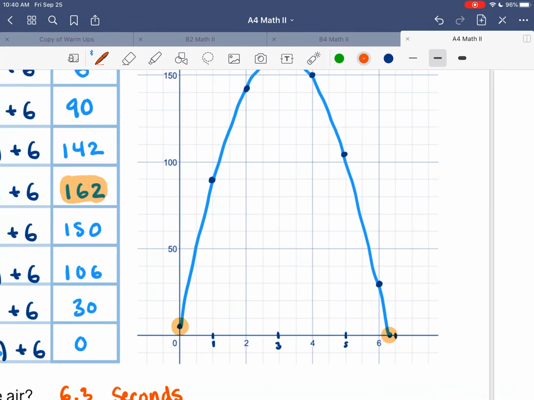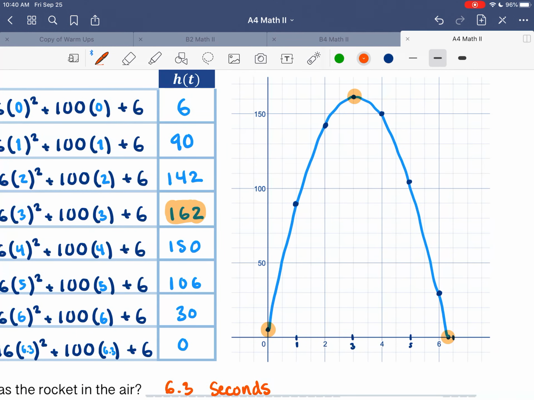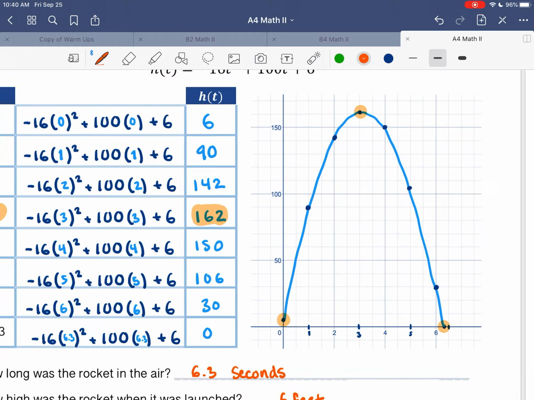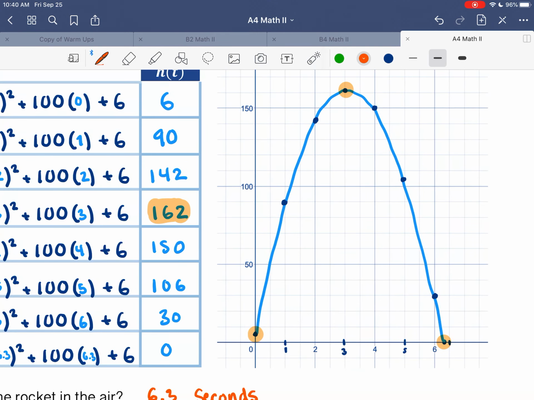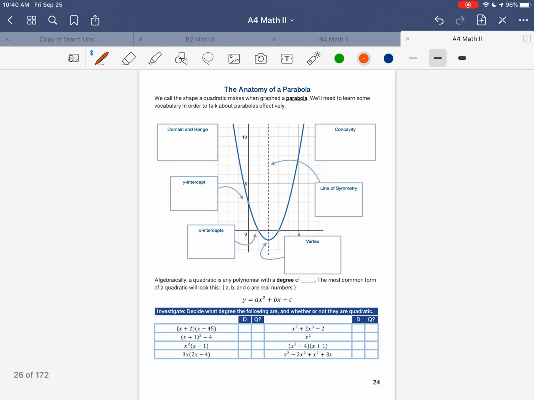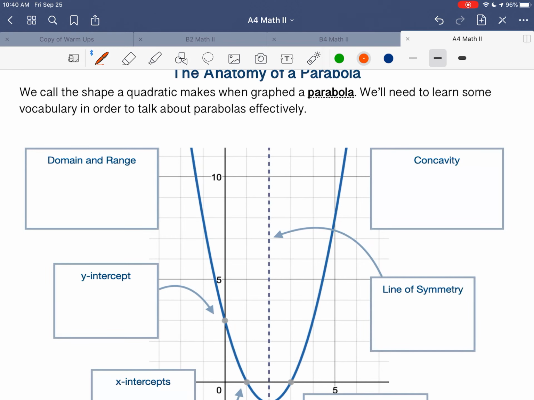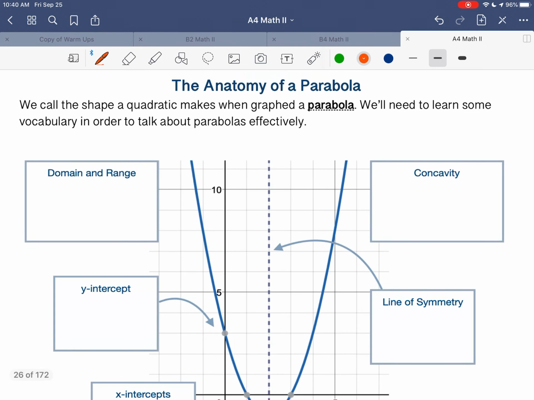So that is a parabola, that is a quadratic. I know I'm using verbiage here that you're not familiar with, but this is a quadratic function. And so what we're going to do on the next page is talk about the anatomy of a parabola. And this right here says we call the shape a quadratic makes when graphed a parabola. So a quadratic graph is called a parabola. That's the word I was using before.